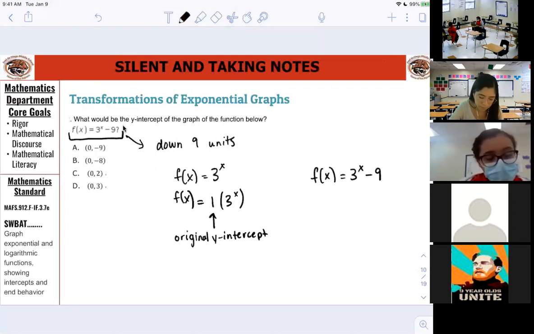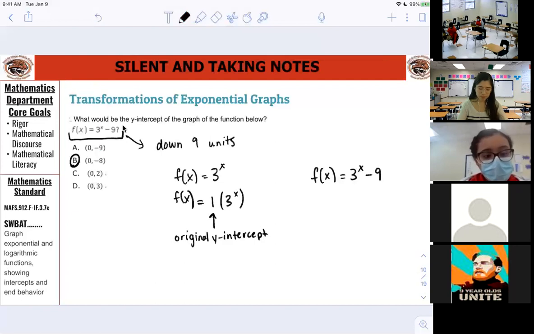Can you repeat that question, Miss? If I'm, like Tyrone said, we're moving down 9 units, right? So my original function has a y-intercept of 1. But now I'm moving that function down 9 units. So what's my new y-intercept? -8. Oh, yeah, -8 because you're moving down. Down by 9, exactly.